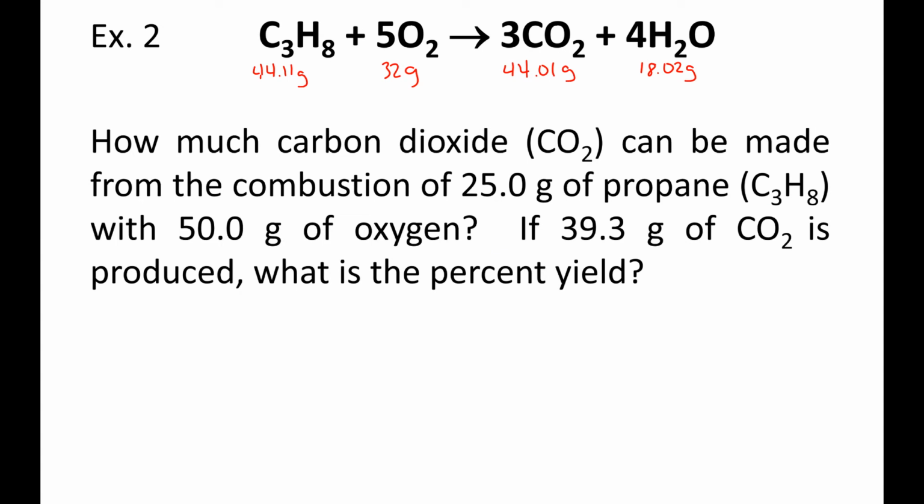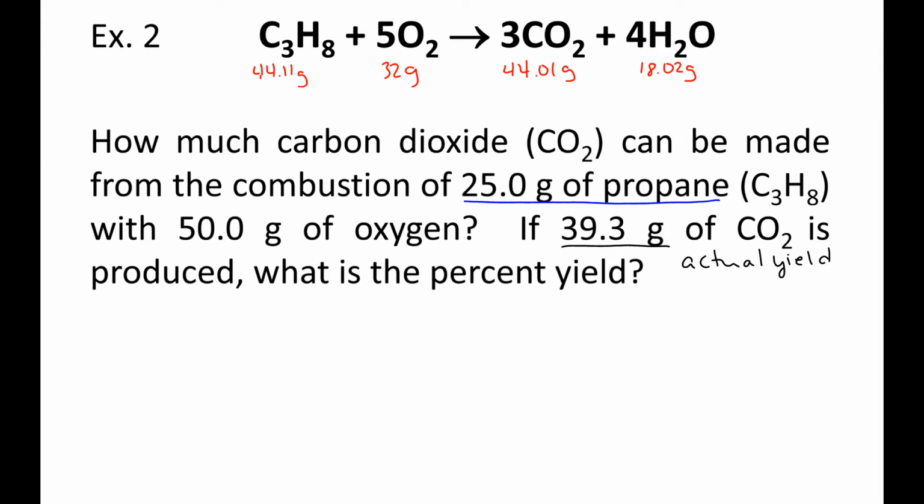Okay, for example 2. How much carbon dioxide can be made from the combustion of 25 grams of propane with 50 grams of oxygen? And then if 39.3 grams of CO2 is produced, what's the percent yield? Right now we're not going to worry about the 39.3. This is an actual yield. Once we figure out the theoretical yield, we're going to do a percent yield calculation. So we're going to use the other two amounts, 25 grams of propane and 50 grams of oxygen. Once again, you're thinking, obviously it's the propane because it's so small. Well, we'll find out. We're going to start with that one.